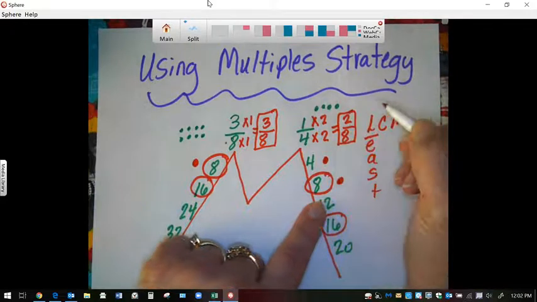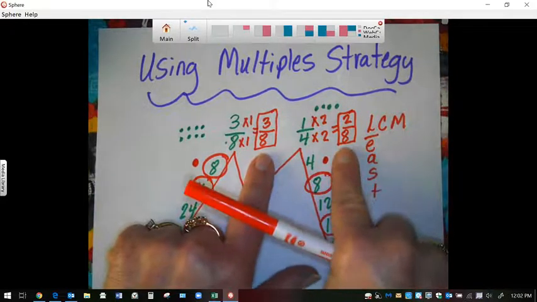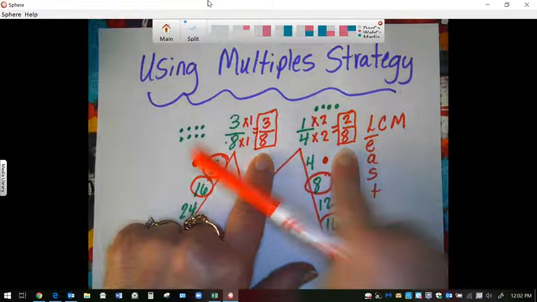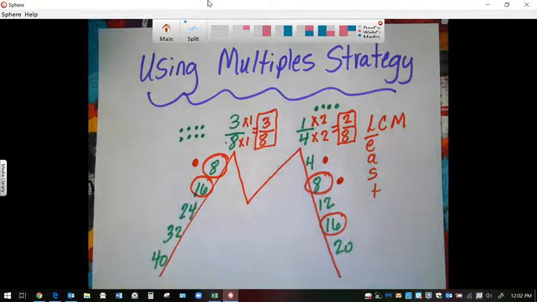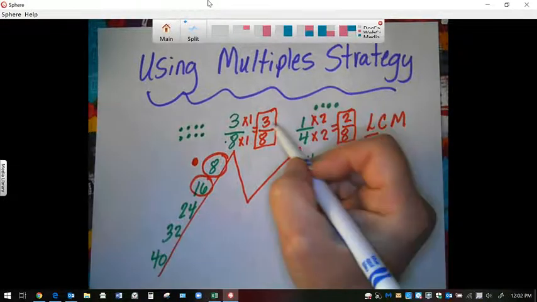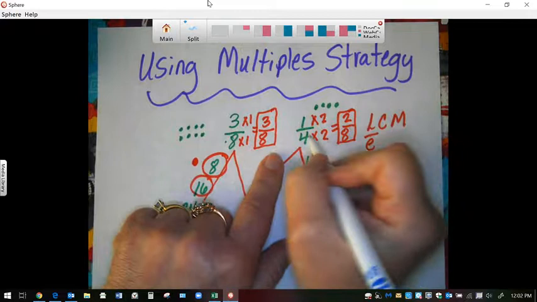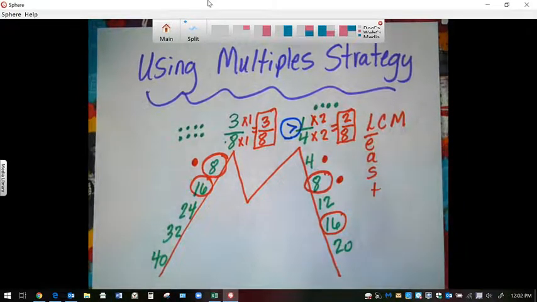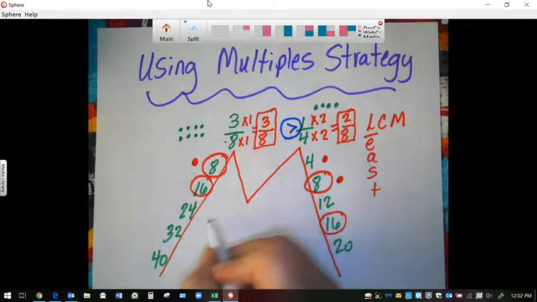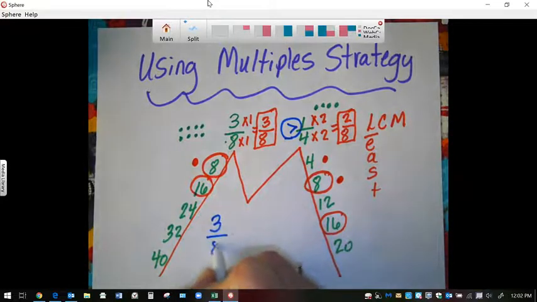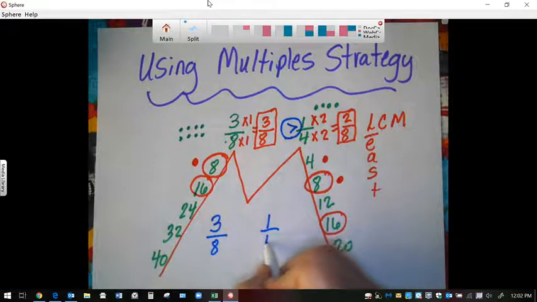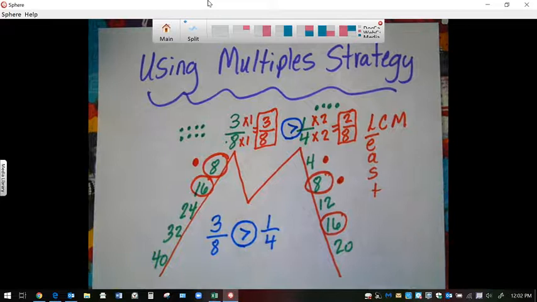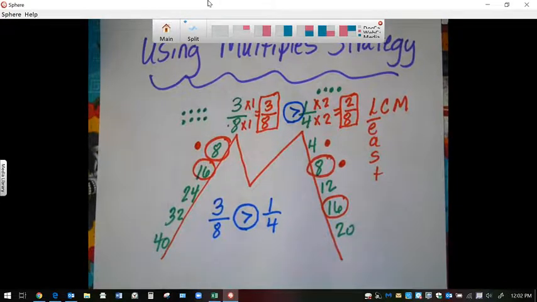And now you can see that the denominators are the same. They're common denominators. And now you can compare. You know that 3 is greater than 2, and the denominator is the same. So 3/8 is greater than 2/8. And we're going to write the original problem. We had 3/8 and 1/4, and we're going to keep the symbol the same. So 3/8 is greater than 1/4.